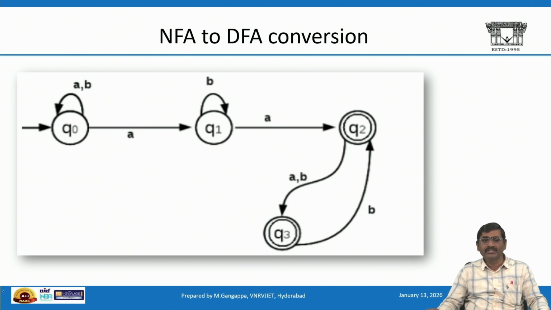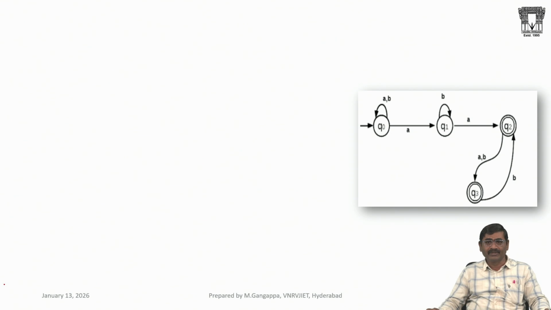So how do we convert this NFA into a DFA? Generally, a DFA is a deterministic finite automaton. It is useful to find the deterministic path, so that we can avoid confusion about which path we need to go to find the solution to the problem. Let us see how to convert this NFA into a DFA.